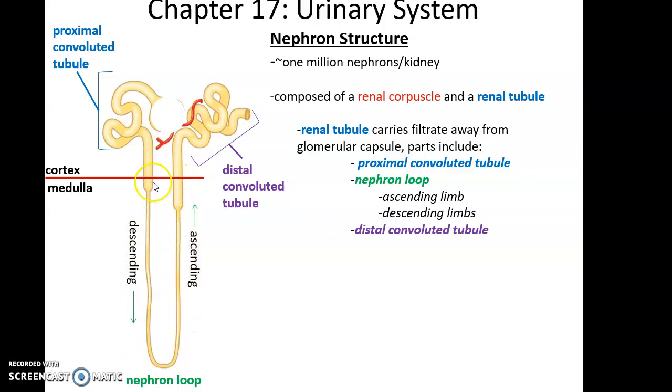The nephron loop has two portions: the descending limb carrying the filtrate down into the medulla, and the ascending limb carrying the filtrate out and up into the cortex again. And then it reaches the distal convoluted tubule. Distal because the filtrate has traveled farther from the renal corpuscle, convoluted because it's twisted up, and tubule because it is tube-like.